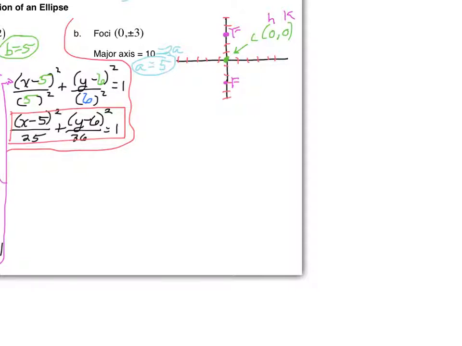Well, my foci and my center, what does this distance there represent? From the center to the foci, what does that distance of 3 represent? C. That tells me that C is equal to 3. So now I know C and I know A. Can't I find B? So we are going to find B.